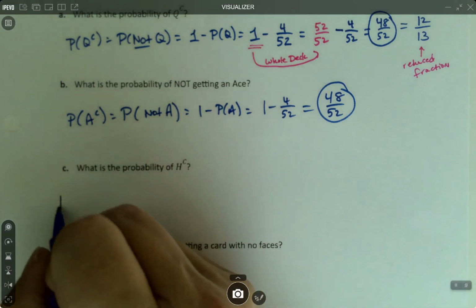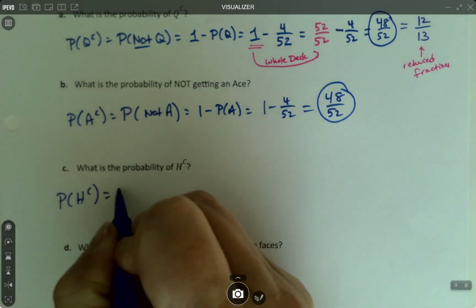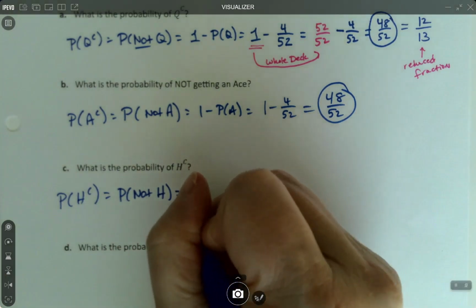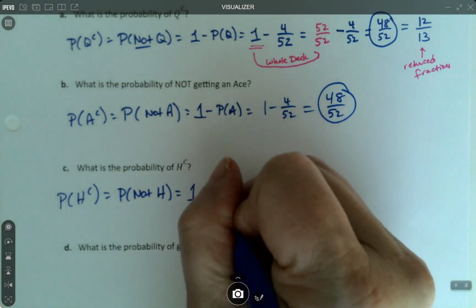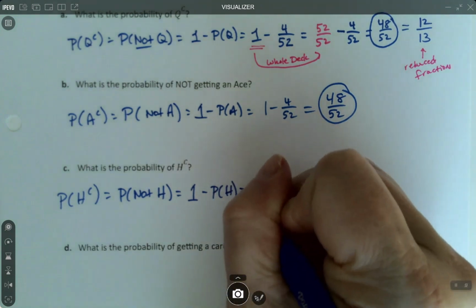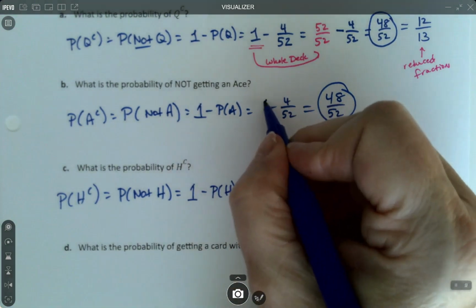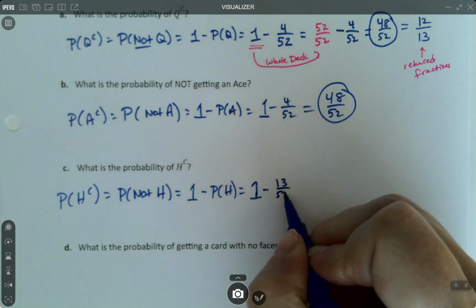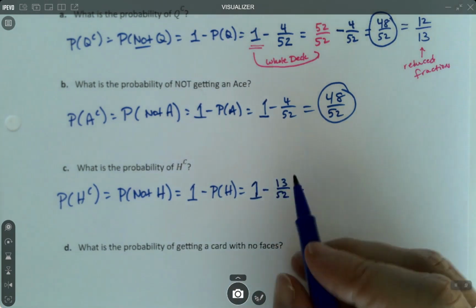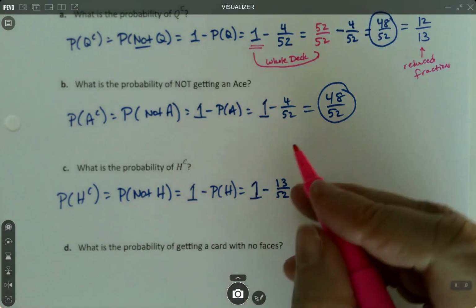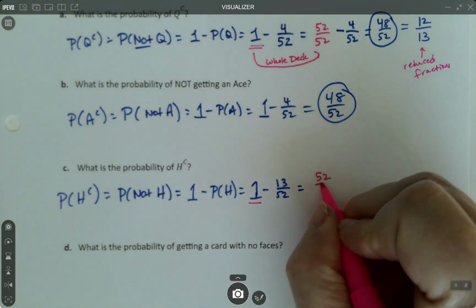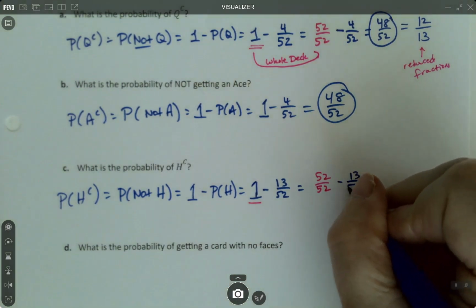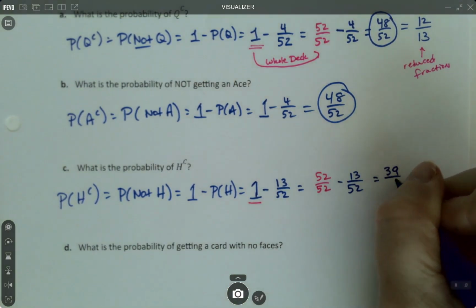Interesting. Okay, so the probability of heart complement, which is the probability of not getting a heart, is 1 take away the probability of a heart. It just occurs to me I'm getting lazy with my ones there. So that's 1 take away 13 out of 52. I'm going to turn this 1 here into 52 out of 52. So there's the full deck. I take away the 13 out of 52 heart cards, and I'm left with 39 out of 52.